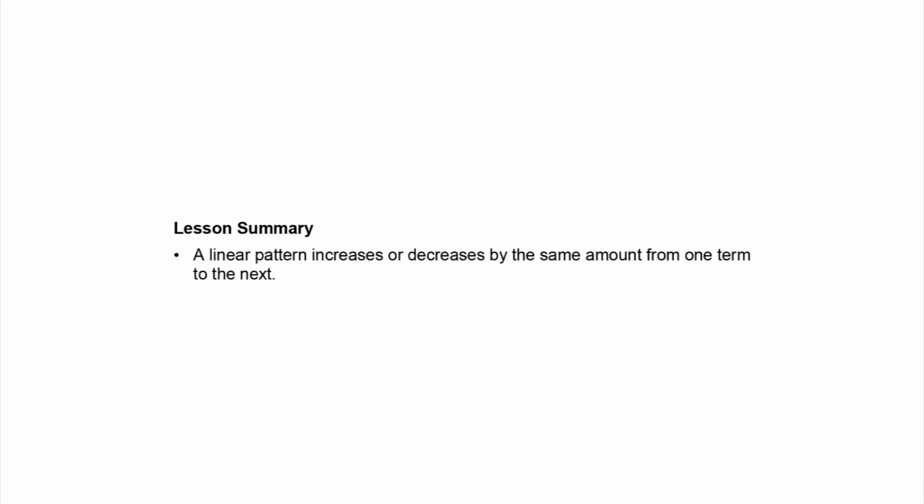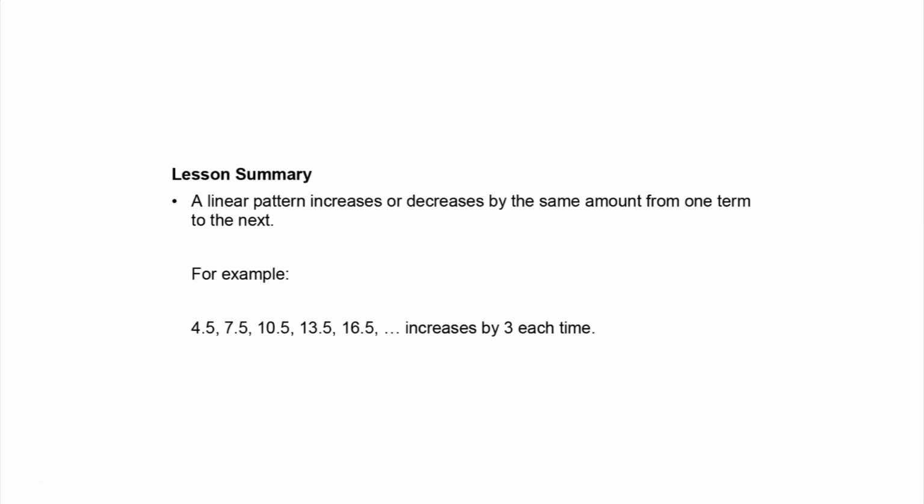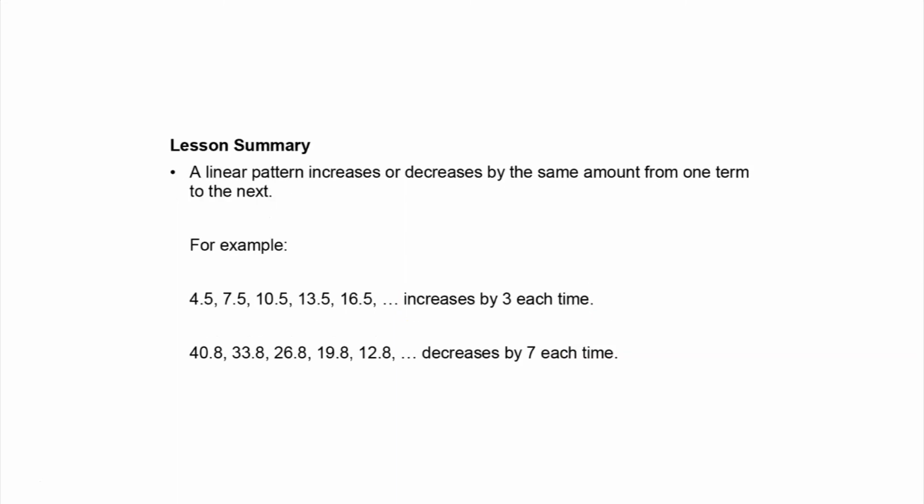Lesson summary. A linear pattern increases or decreases by the same amount from one term to the next. That's also what we refer to as an arithmetic pattern. For example, 4.5, 7.5, 10.5, 13.5, 16.5, they all increase by 3 each time. 40.8, 33.8, 26.8, 19.8, and so on all decrease by 7 each time.